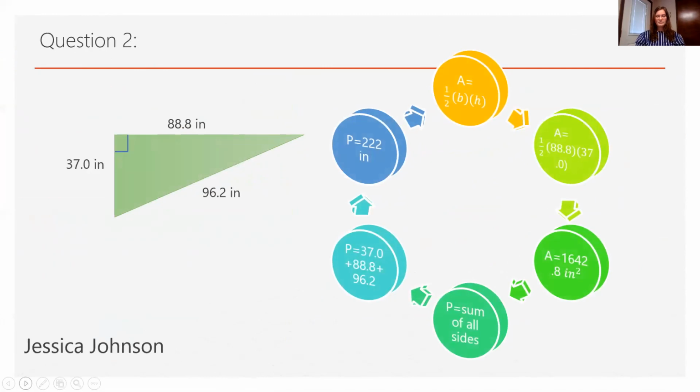Does the triangle base have to be on the bottom? No, because we can use the 88.8 inches for the base of this triangle to find the area. Use the formula for the area of the triangle, which is 1/2 times base times height. Plug in our numbers for the formula, and we have area equals 1/2 times 88.8 times 37.0. Area equals 1,642.8 inches squared.